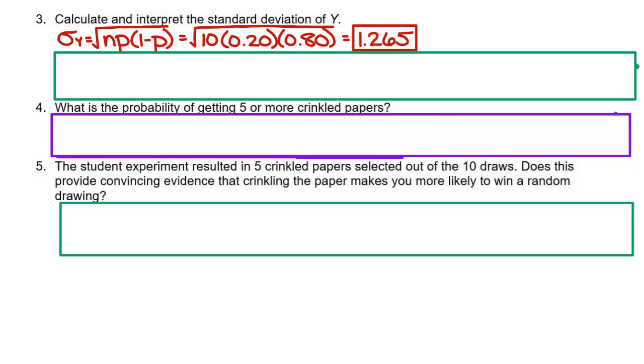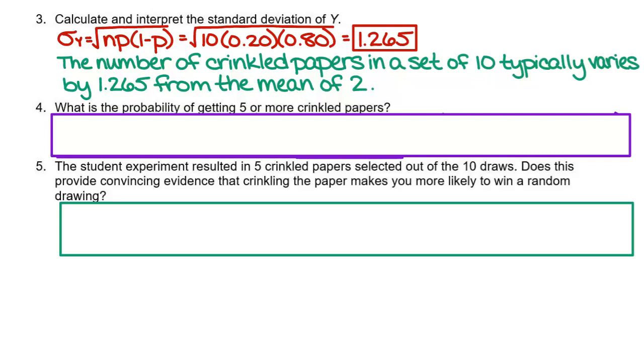The number of successes. In this case, a success is a crinkled paper. So the number of crinkled papers typically varies by 1.265 from the mean of 2. Dude, we can totally finish this up if you want to.